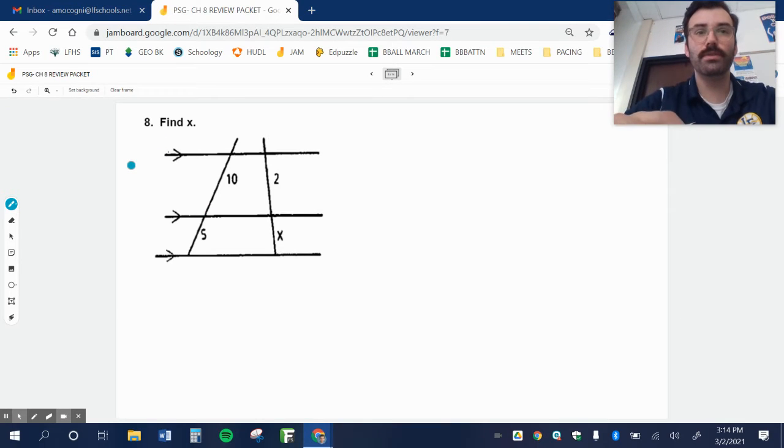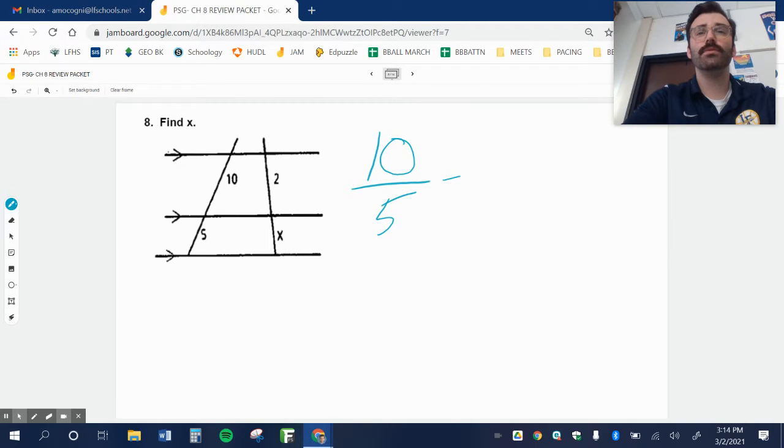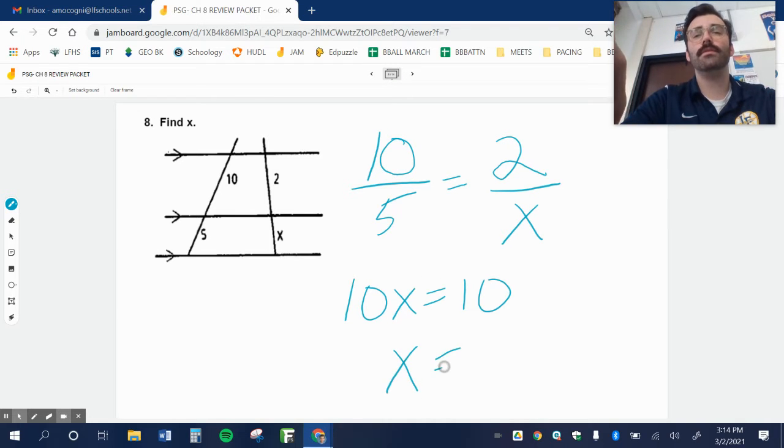All right, some more proportions. Here we go. If you recognize that 10 over 5 is 2, then I should realize, hey, this must be 1. But if I don't, what the heck? So I get 10 over 5 equals 2 over x. Cross multiply, 10x equals 10. So x is just 1. Like I said.